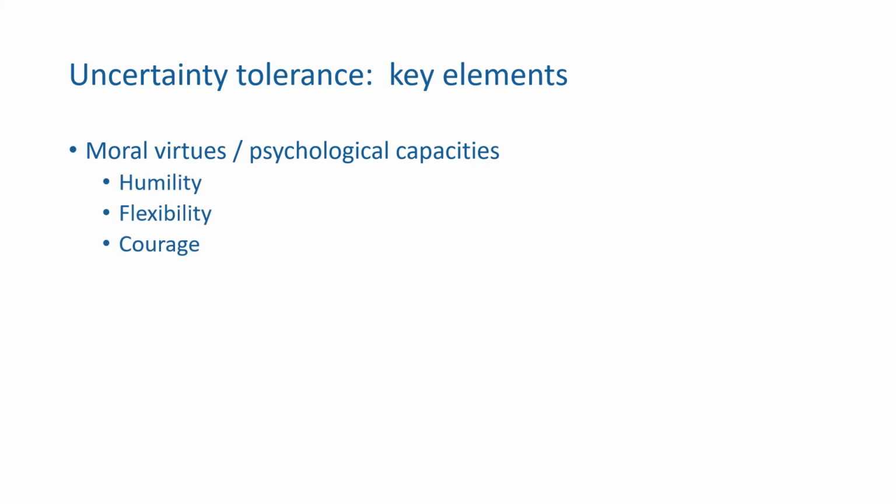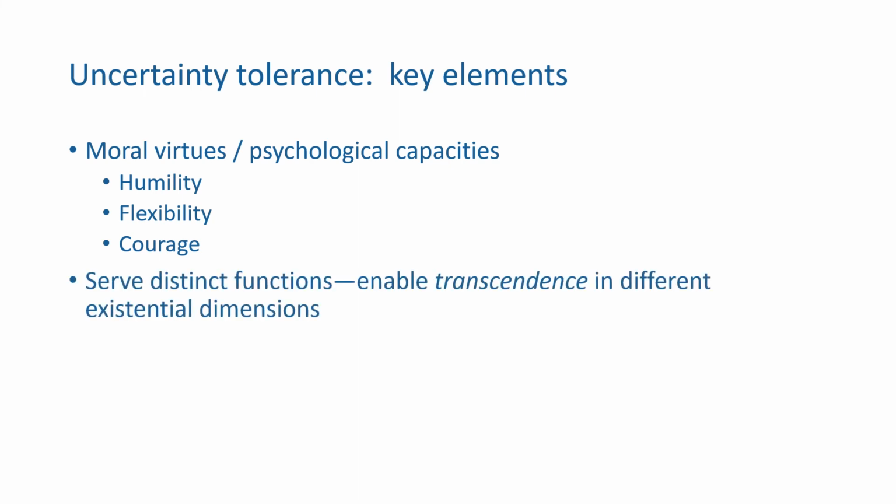I believe that one part of this answer is to foster several key moral virtues or psychological capacities that help individuals transcend their uncertainty and to chart their own course for managing it. These moral virtues consist of humility, flexibility, and courage. Each of these virtues serves distinct functions. They enable individuals to transcend their uncertainty in different existential dimensions.